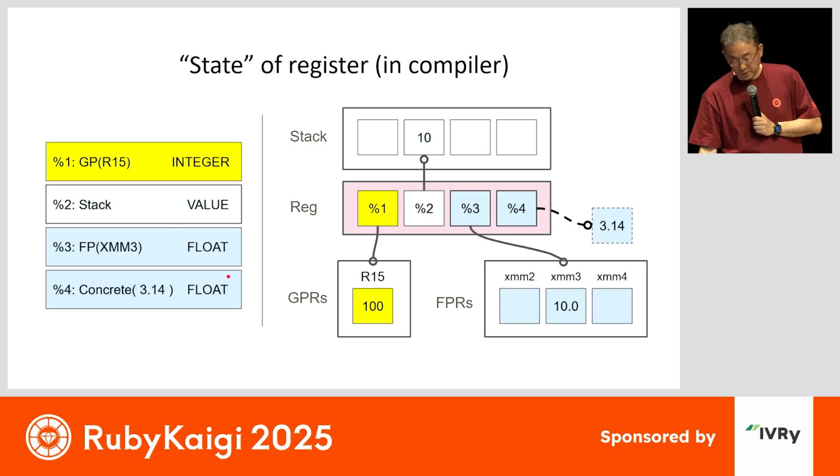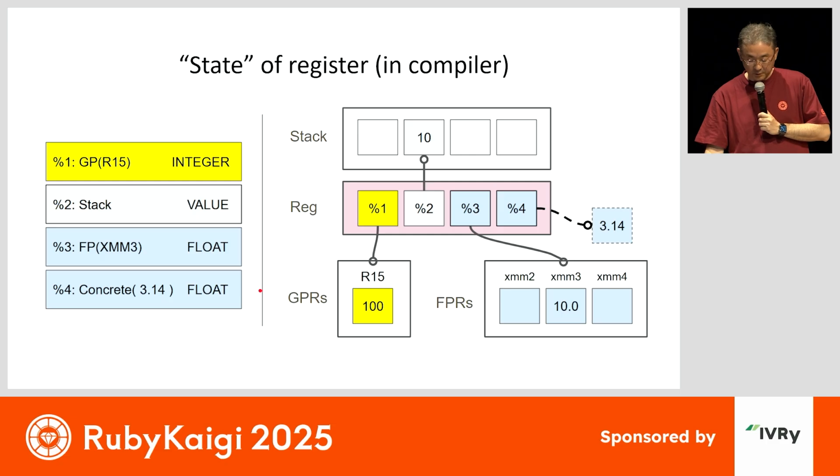And it is not necessary to generate code for storing the value anywhere. Just record it in the state, like this. If the compiler knows the value of a register at compile time, like a float literal, it is not necessary to generate code for storing the value, and we must just record it in the state.